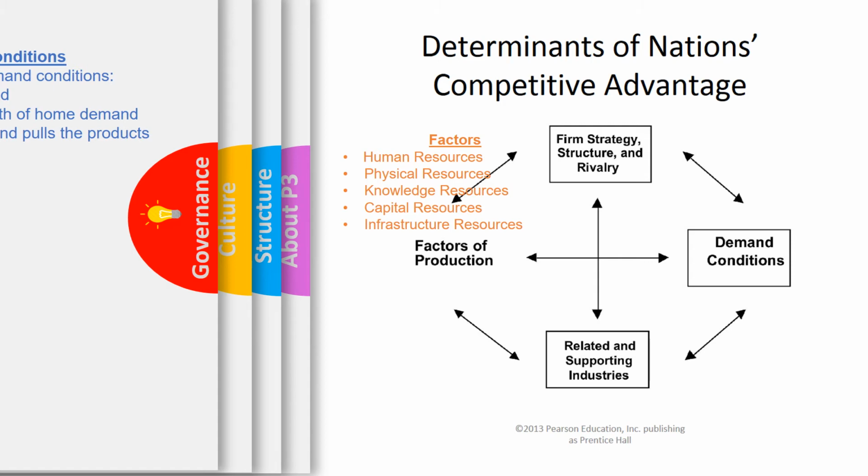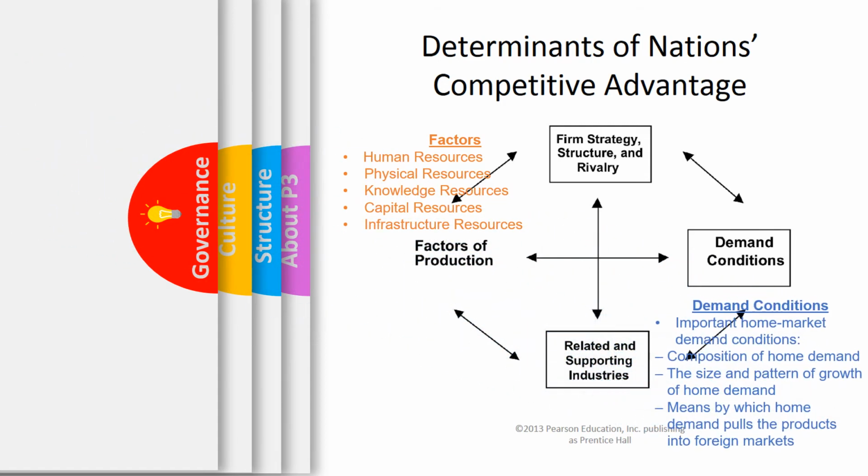So number 2, demand conditions, is really home market demand. To have a competitive advantage for an industry, there must be very strong home market demand for the product or service that these companies are producing. In fact, the more demanding home market customers are, the greater the pressure on companies to innovate and to improve. These demand conditions create a competitive advantage for that nation over time.